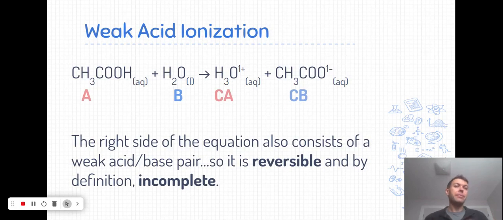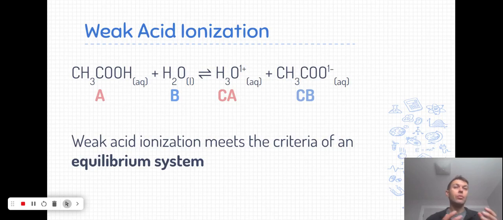But what we have now is the case where the right side of the equation has an acid-base pair that can cause the reverse reaction to occur. The acetate ion can readily accept a proton. It is a good base. And the hydronium ion can readily donate a proton, so the reverse reaction can occur. We know by definition that weak acids ionize incompletely, so this reaction never goes completely to the right-hand side. As a result, we now have the conditions for an equilibrium system, a reversible reaction that can occur in a closed system, and that occurs incompletely.